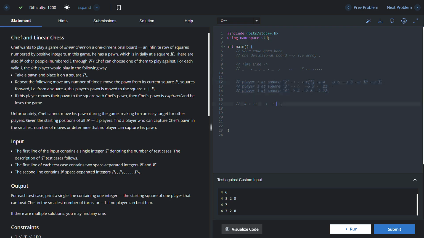Now, what do we have to do in any other case, like k equal to 12? Now, player 1, now listen carefully. Player 1 can catch 12, that is k, that is chef's pawn.